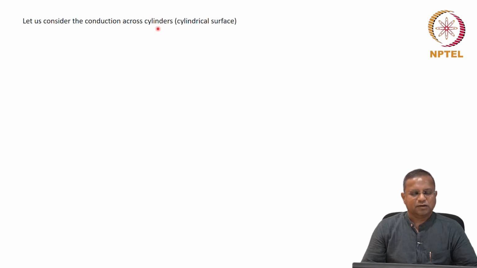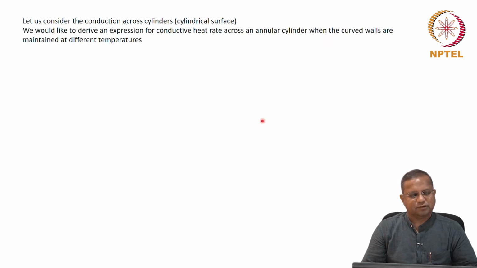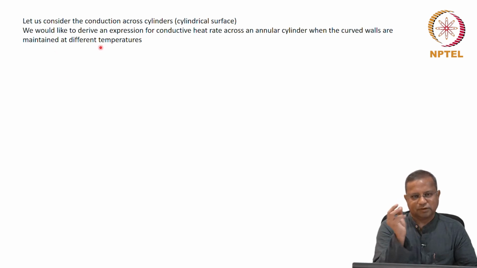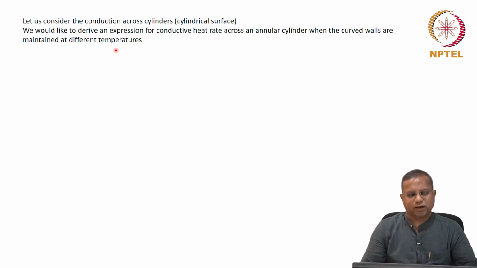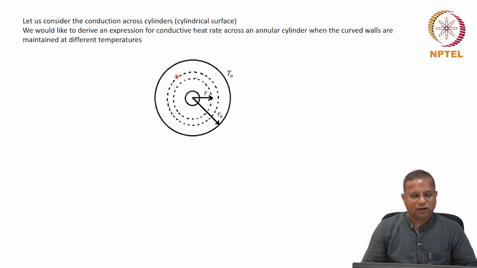So, conduction across cylinders, it is a cylindrical surface. We would like to derive an expression for conductive heat rate across an annular cylinder when the curved walls are maintained at different temperatures. That is the situation here. That is the wall of the inner tube that we are looking at as an annular cylinder. So you have something like this, and this is the inner radius, this is the lumen.